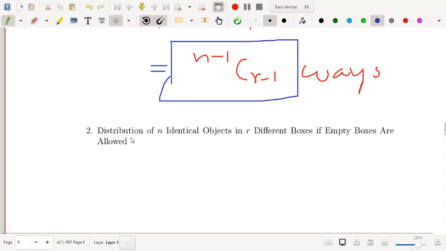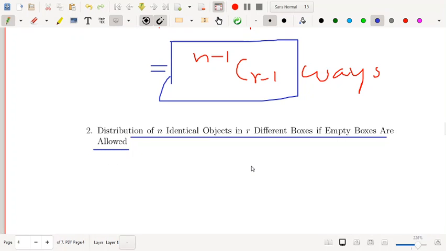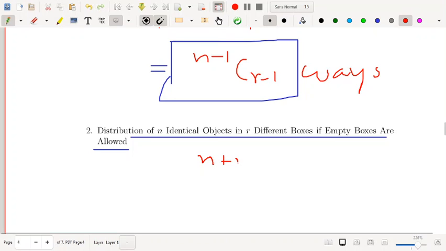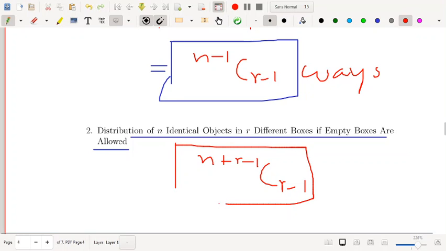A similar argument can be made for the second formula: n identical objects in r different boxes if empty boxes are allowed. In this case, the same argument, n identical objects and r minus 1 identical partitions. So your answer will be, if empty boxes are allowed, n plus r minus 1 C r minus 1. This is when empty boxes are allowed.